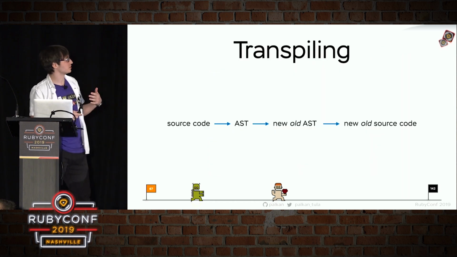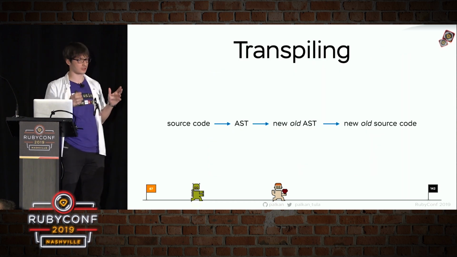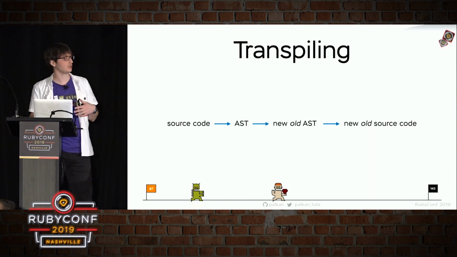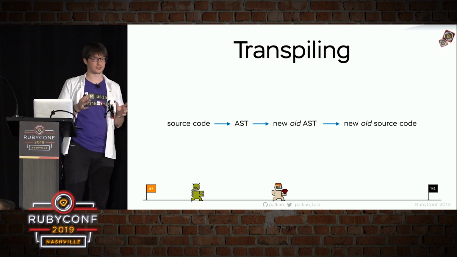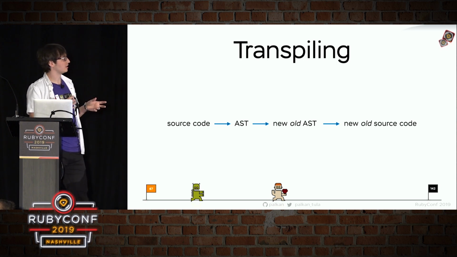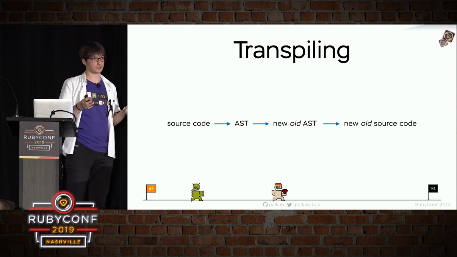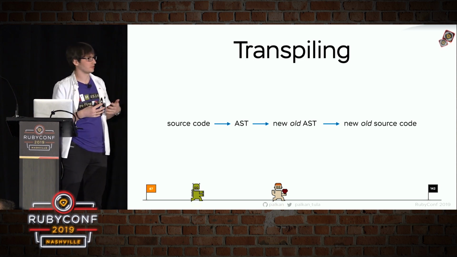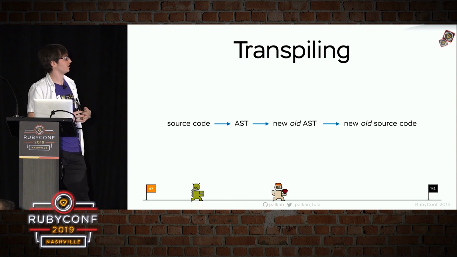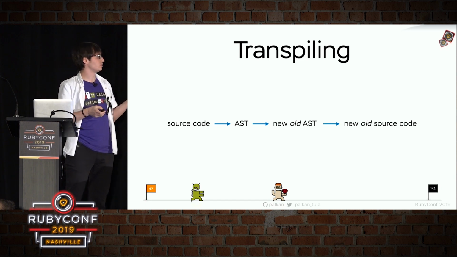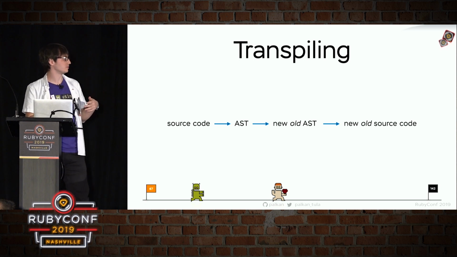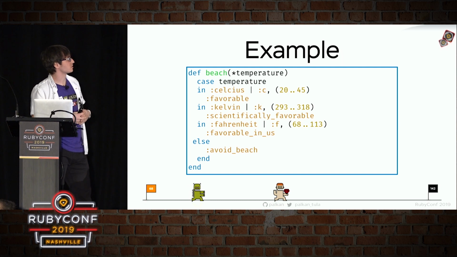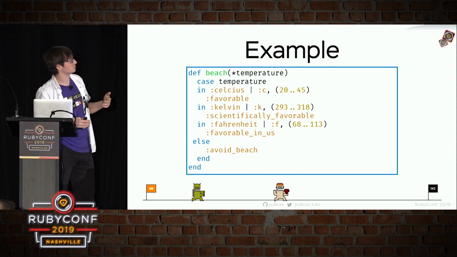And the whole process could be described like this. We get source code, we parse it with some kind of parser and generate an abstract syntax tree. Then we modify this abstract syntax tree, because working with trees is much easier than working with strings, right? We cannot just rewrite string source code. We need something more object-oriented, probably. And then we generate new source code from this new abstract syntax tree. Let's take a look at an example. This is a pattern matching example for Ruby 2.7.